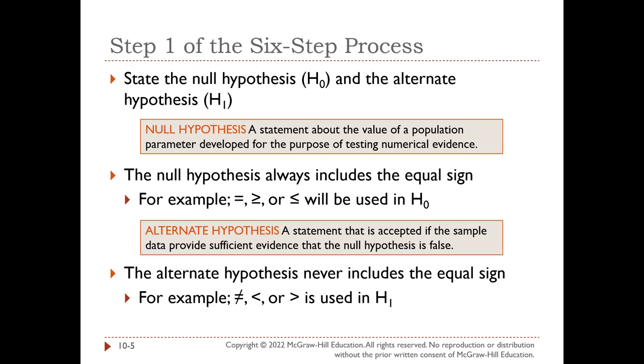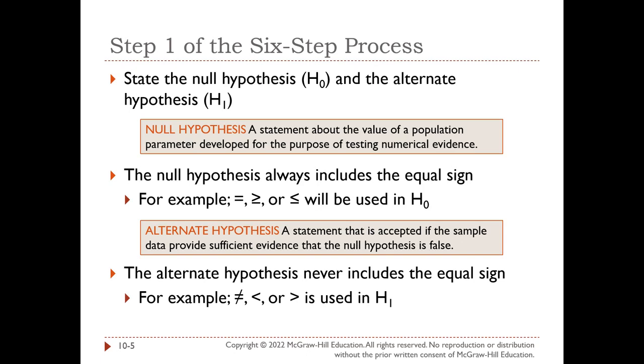So starting off with step one of the six-step process. We will have the null hypothesis, or what we've seen as H with the subscript of 0, and the alternate hypothesis, H with the subscript of 1. So the null hypothesis is a statement about the value of a population parameter developed for the purpose of testing numerical evidence. It is a statement that is not rejected unless our sample data provides convincing evidence that it is false. Failing to reject this null hypothesis does not prove that H subscript 0 is true. It means we have failed to disprove our null hypothesis.